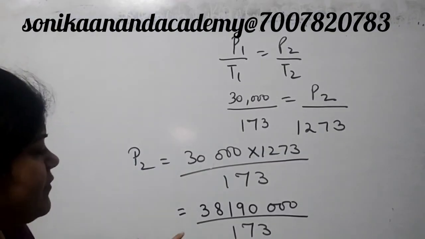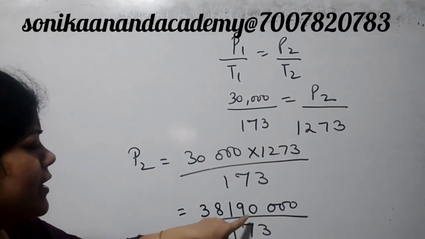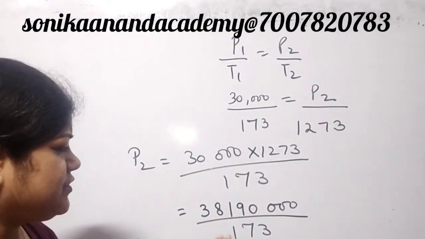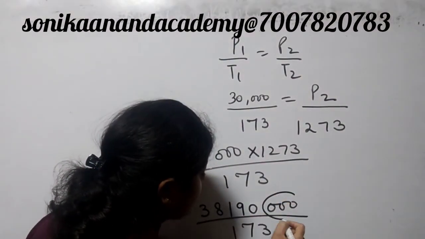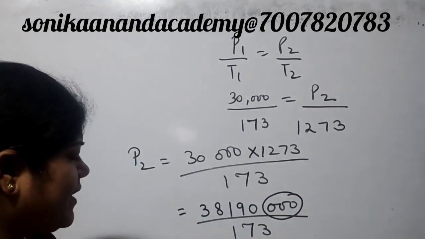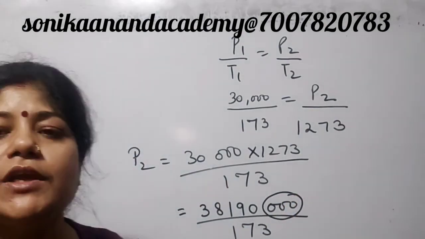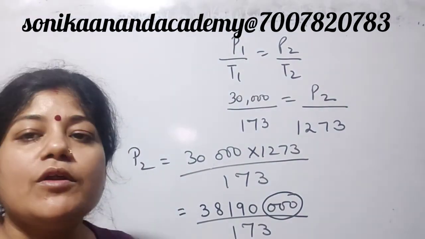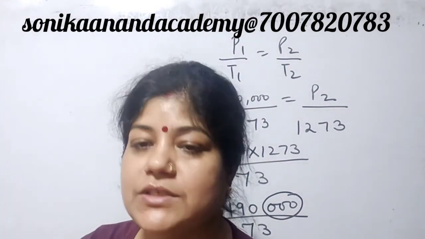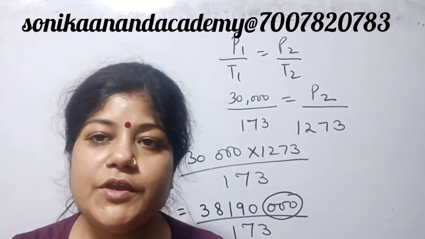So when we multiply, we get 38,190,000 over 173. Here I can also convert it again to kilopascal, and when we divide, we get 220.75 kilopascal. So this is the overall set of questions which you have sent there. 6 questions are there, and I am making videos for them.